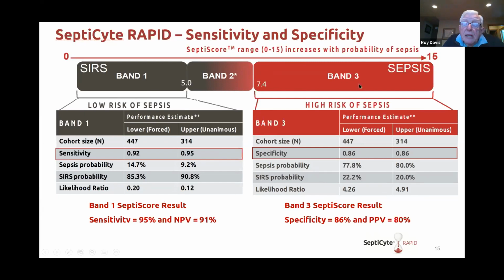The upper band, band 3, is a group of patients that have a high risk of sepsis. Using the same cohorts, it showed a specificity of 86% and a positive predictive value of 80%. There is a small indeterminate band between bands 1 and 3 called band 2, in which the score is lower than the band 3 definition, and one would use regular laboratory results and the score to make a decision whether to treat or further investigate this patient as probably not having sepsis.